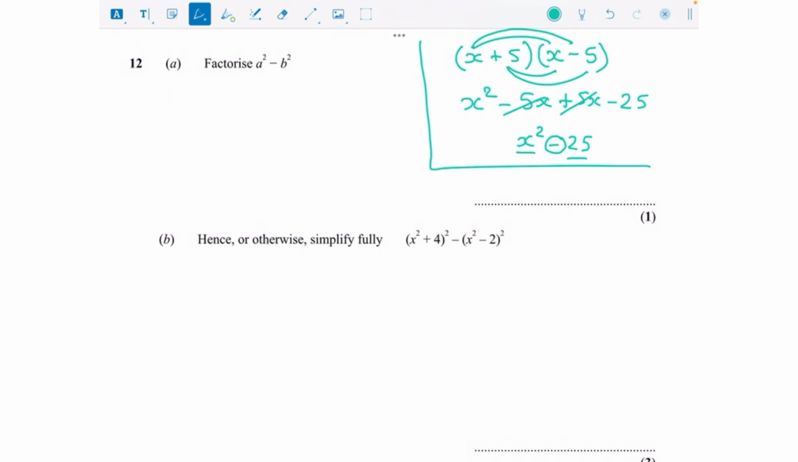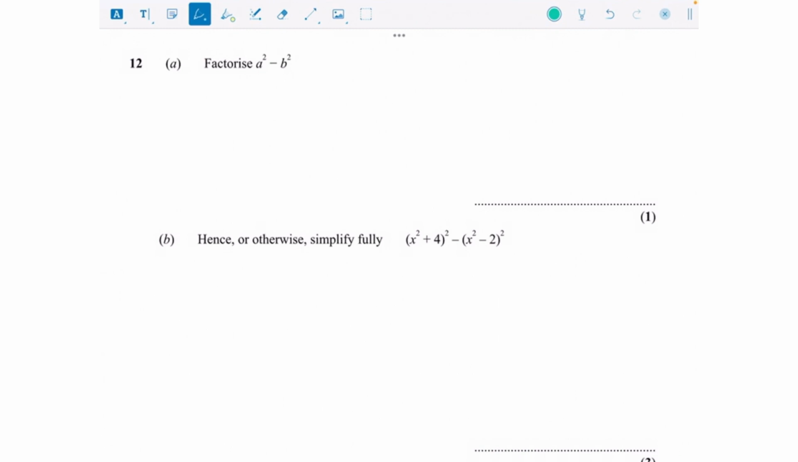So when it comes to going the other way, to factorise this, to put it back into brackets, we're looking for two brackets and we square root each term to make up each part of the brackets, and we're always going to have a plus in one and a minus in the other, and both brackets are going to be the same. So let's just get rid of that.